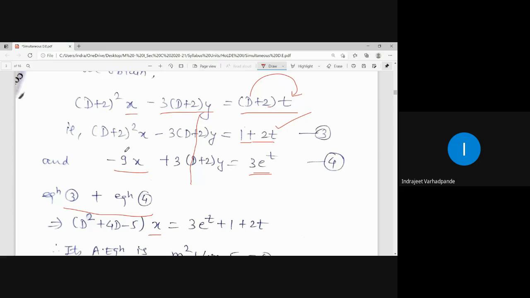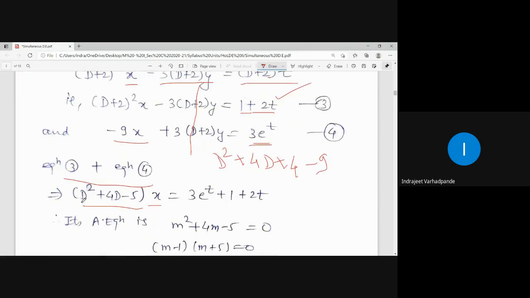Now what is (D + 2)²? (a + b)² is a² + 2ab + b². So it will be D² + 4D + 4. What is 4 minus 9? 4 minus 9 is −5. So we are getting (D² + 4D − 5)x equal to this. As it contains an RHS, we will be calculating the particular integral. The dependent variable taken common is x. So our solution will be x = CF + PI.